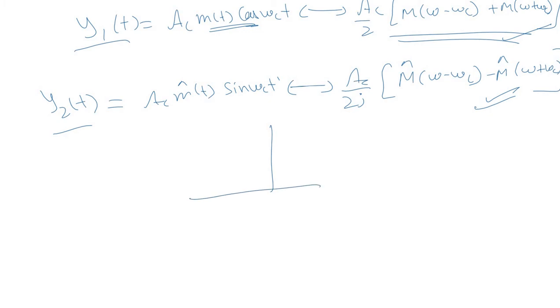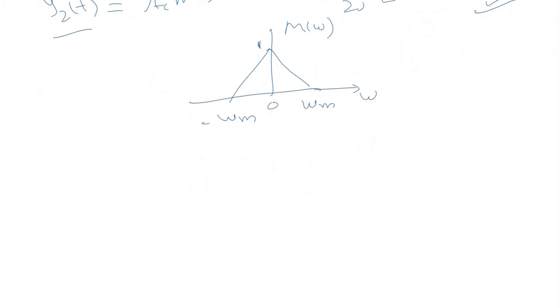Let us assume the spectrum of the message signal M(omega) is something like this. It spans from minus omega_m to omega_m. Let us assume this is the spectrum of an arbitrary message signal, right? We are well aware of the representation of minus j signum omega, which is something like this, right?